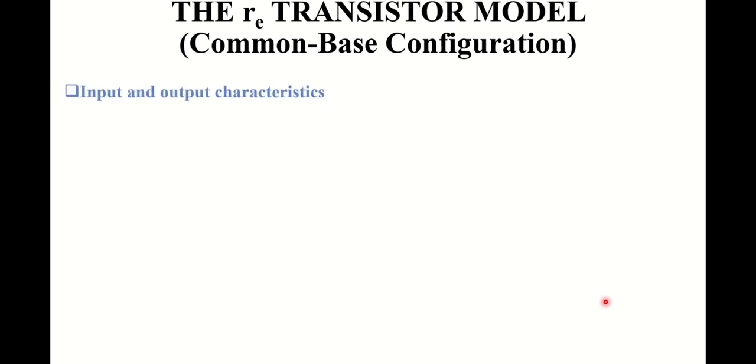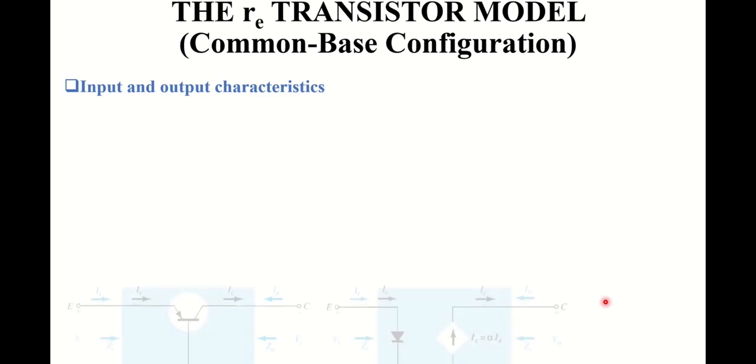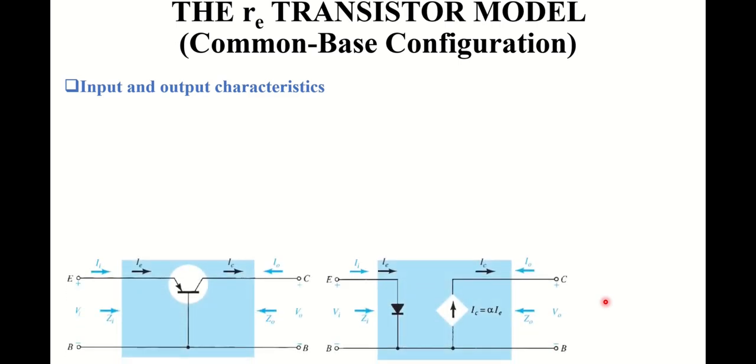Just like the input side of a common emitter configuration, the input side of a common base configuration can also be represented by a forward bias diode, and the output side can also be represented by a controlled current source, but the difference is that the direction of current in this controlled source is opposite to the one discussed for common emitter configuration.